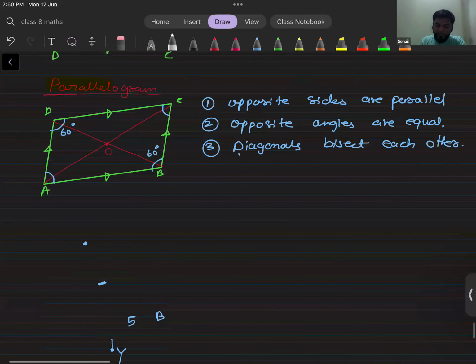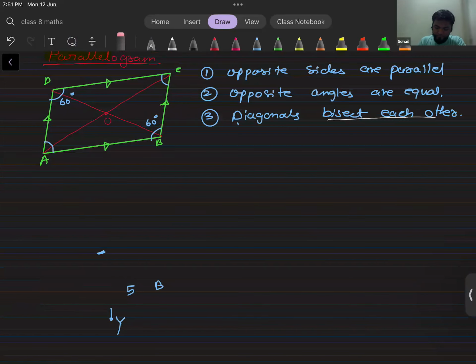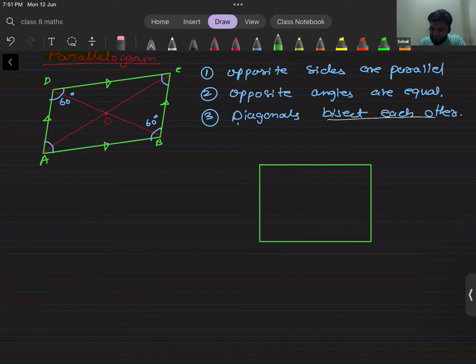So there are basically three things to be noticed in a parallelogram: that opposite sides are parallel, opposite angles are equal, and diagonals bisect each other. Okay, so let's say I give you a figure here. Let's say I have drawn a figure here, and this is a parallelogram, and this is your diagonal here. A, B, C, D, and O.